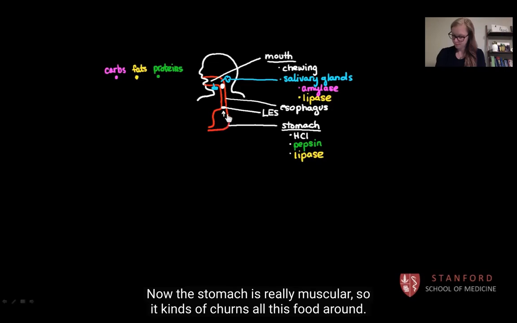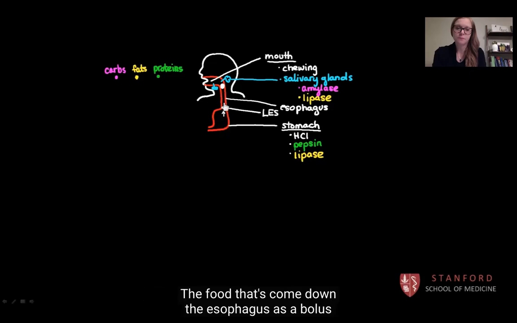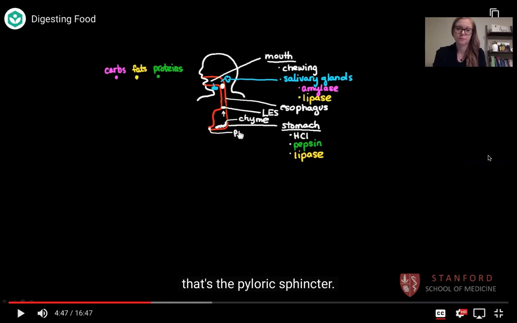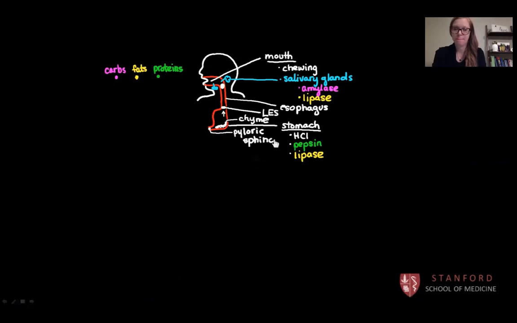Now, the stomach is really muscular, so it kind of churns all this food around, the food that's come down the esophagus as a bolus. And what ends up leaving the stomach is more of a liquid, and we call that liquid chyme. That's what leaves the stomach. And it leaves the stomach through another valve or sphincter. That's the pyloric sphincter. Very important. That's a good word for a spelling bee.